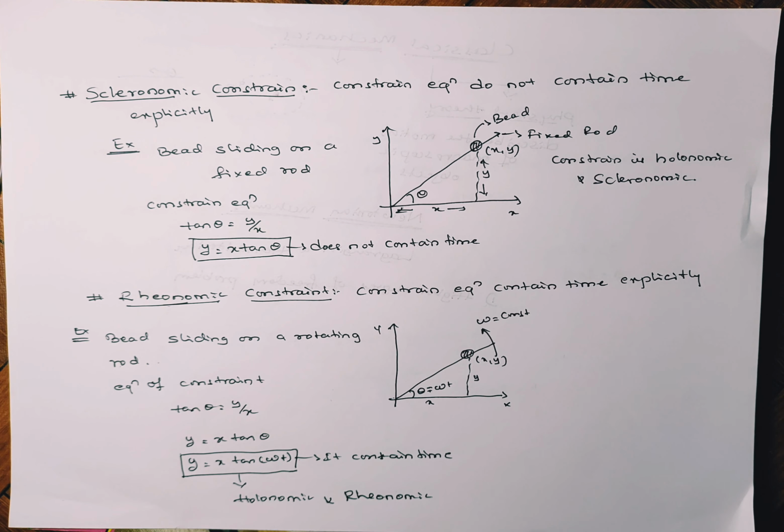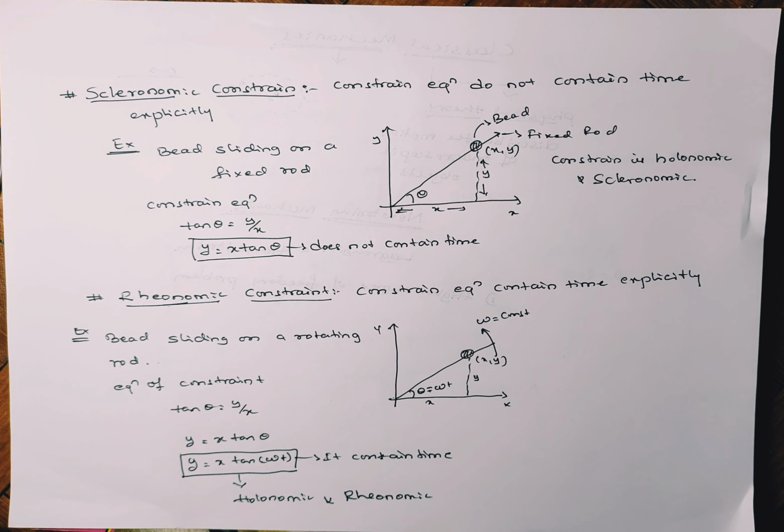Hello dear students, in this video lecture we are going to discuss the continued part of classical mechanics. In the last video lecture I already discussed what constraints are and the types of constraint: holonomic constraint, non-holonomic constraint with the definition and example, and also I gave the definition of scleronomic constraint and rheonomic constraint, but I have not given any examples, right?